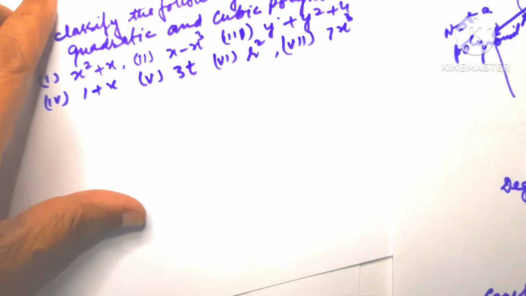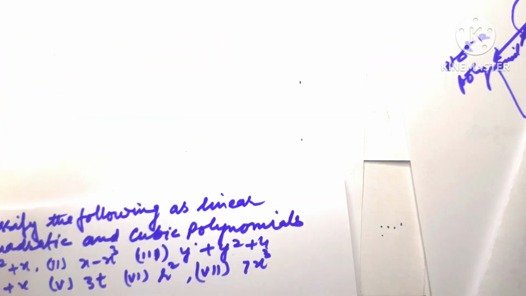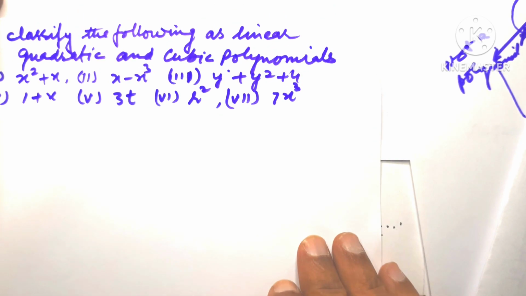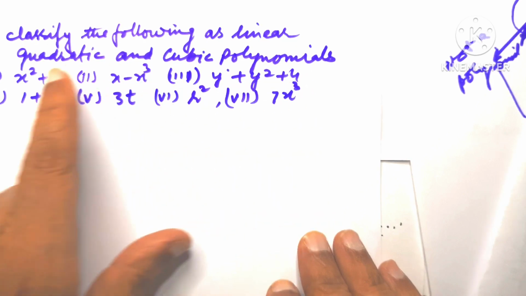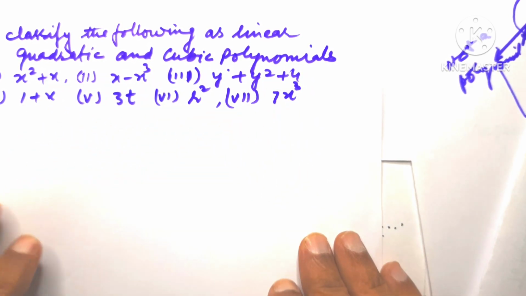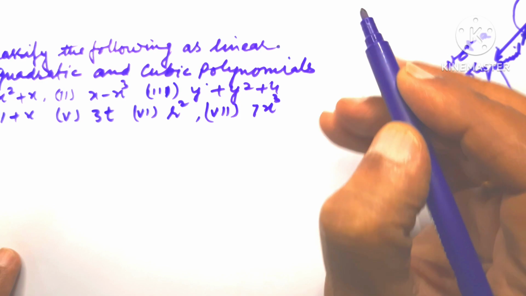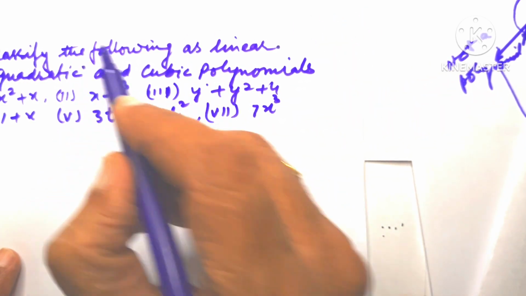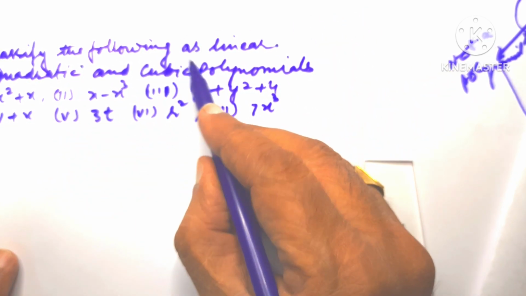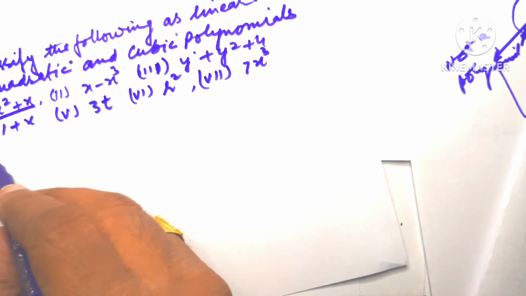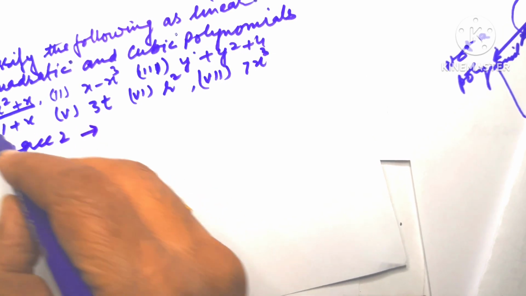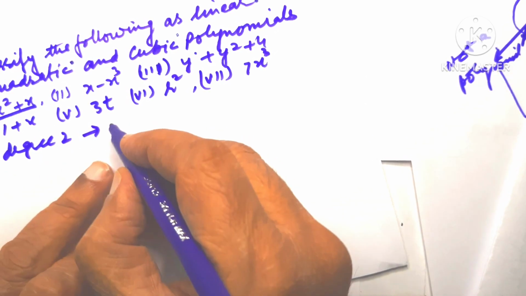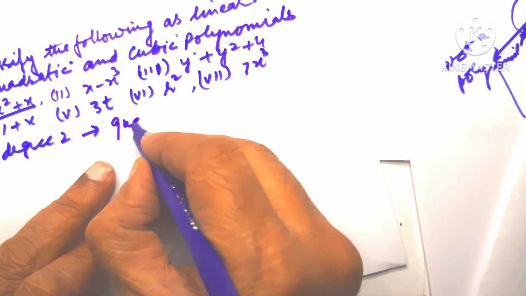Question number 5. Classify the following as linear, quadratic or cubic. We know linear is where the degree is 1, quadratic is where the degree is 2, cubic is where the degree is 3. So here, what is the degree of this? Degree 2. So it is a quadratic polynomial.